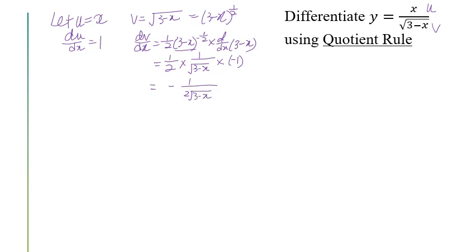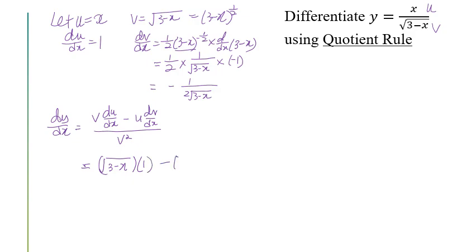Okay, always simplify, like what I mentioned earlier on the Chinese saying, 先苦后甜. Then your dy over dx, the formula will be v first, du over dx, then minus u dv over dx, over v squared. So v is my square root of 3 minus x. Du over dx is 1. U is my x. dv over dx is negative 1 over 2 square root of 3 minus x, then over v squared.